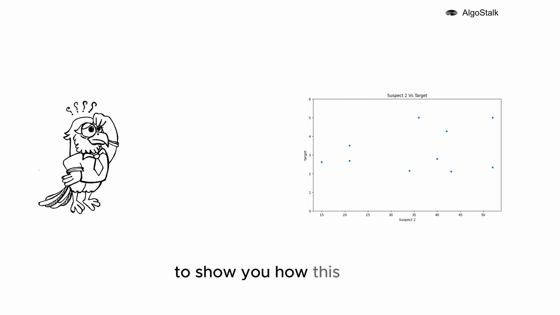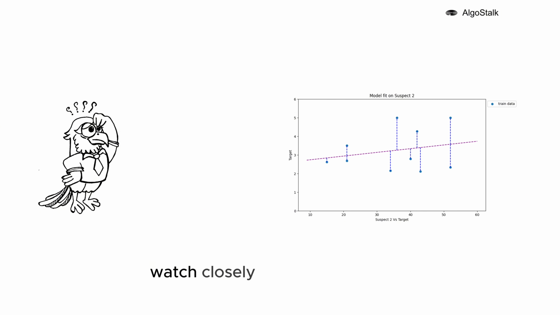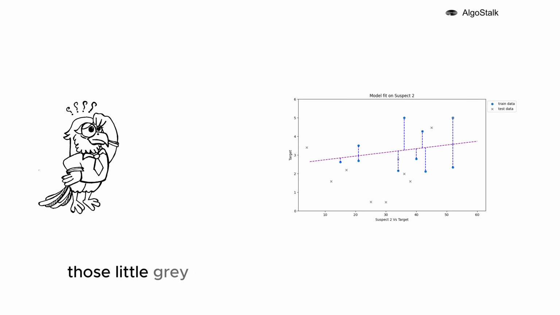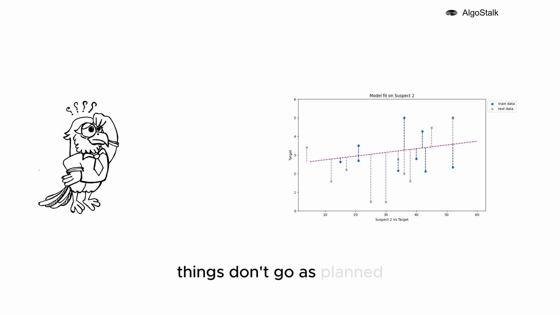To show you how this looks, let's pull out our magnifying glass and visualize the data on a 2D graph. Watch closely as we plot our data and see how the linear regression line tries to fit the scene sometimes too perfectly. Let's introduce some test cases. Those little gray dots. These represent new, unseen data. When we test it on these gray dots, things don't go as planned.